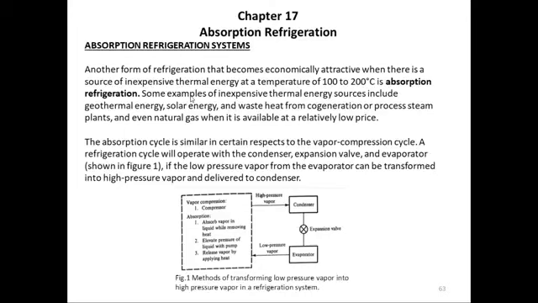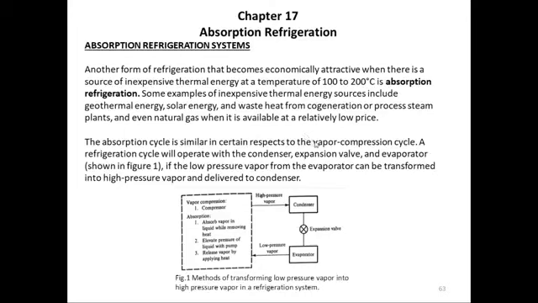Some examples of inexpensive thermal energy sources include geothermal energy, solar energy, waste heat from cogeneration or process steam plants, and even natural gas when it is available at a very low price. So it is only viable when you have a cheap source of thermal energy available to you.